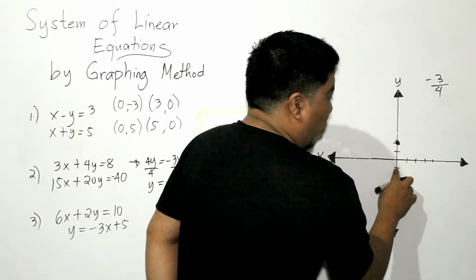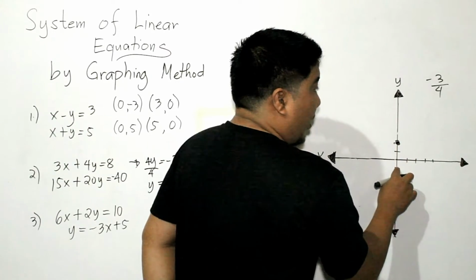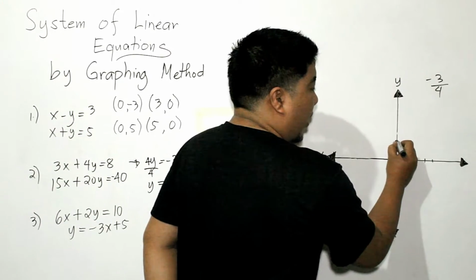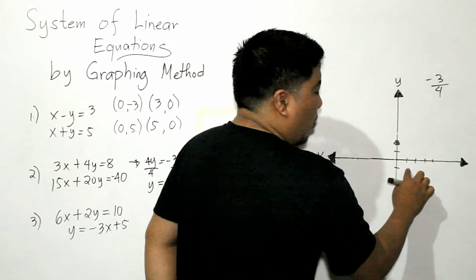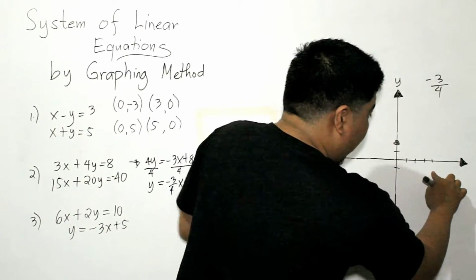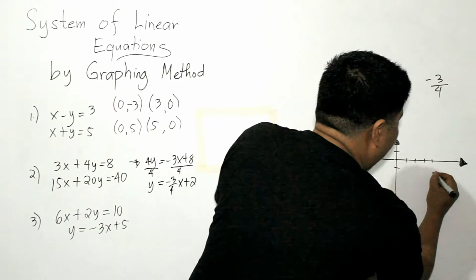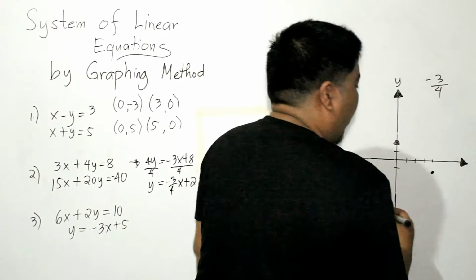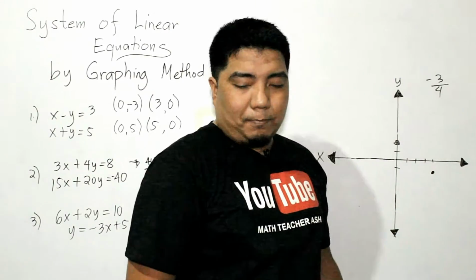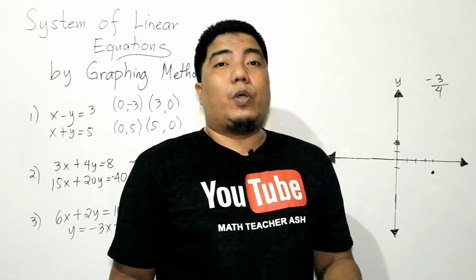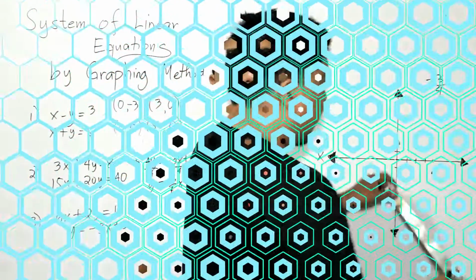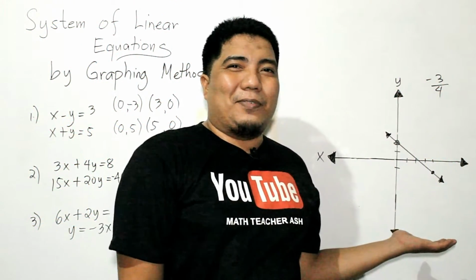So, that is 1, 2, 3. We go down from our point. Okay? And then we run 1, 2, 3, 4. So, our point is located at positive 4, negative 1. What you do is you connect the points and you have this graph.